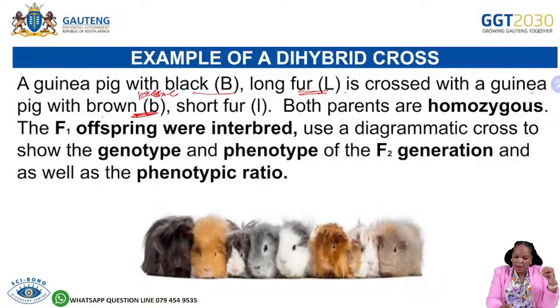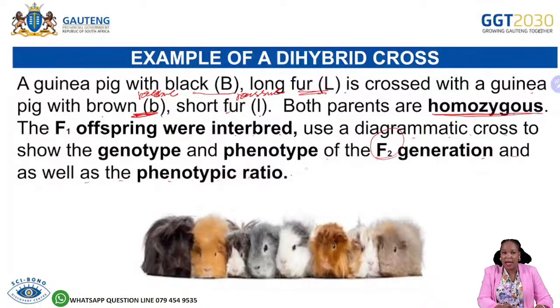Then short fur, the opposite, small letter l. This is also recessive. Now, black long fur. Brown, short fur. Both parents are homozygous. The F1 offspring were interbred. Now use a diagrammatic cross to show the genotypes and the phenotype of the F2 generation, as well as the phenotypic ratio. This is how a question can come about.